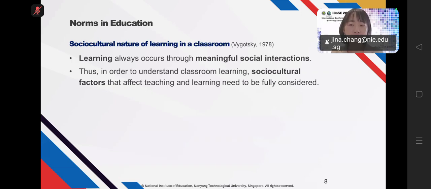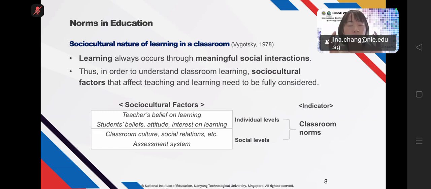As a theoretical foundation, let me introduce what norms are in education. The concept of norms originated from the sociocultural perspective of learning developed by Vygotsky. According to his theory, learning always occurs through meaningful social interactions. In this sense, several social factors need to be considered to understand student learning.